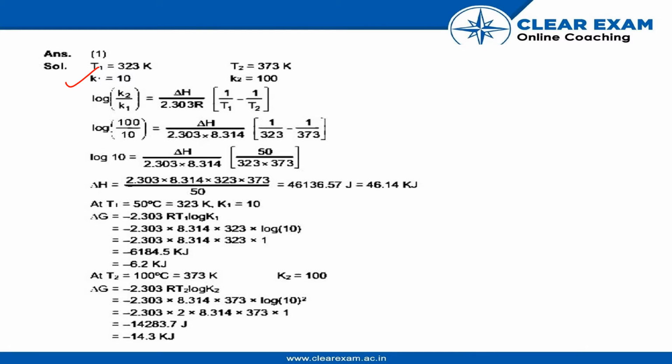So we know this formula: log K2 by K1 is equal to delta H by 2.303 R multiplied by 1 by T1 minus 1 by T2. So we just put these values here: K2 here, K1 here, T1 and T2. So we will find the value of delta H from here.